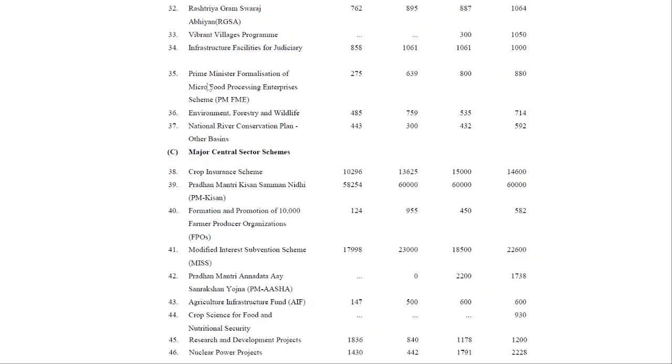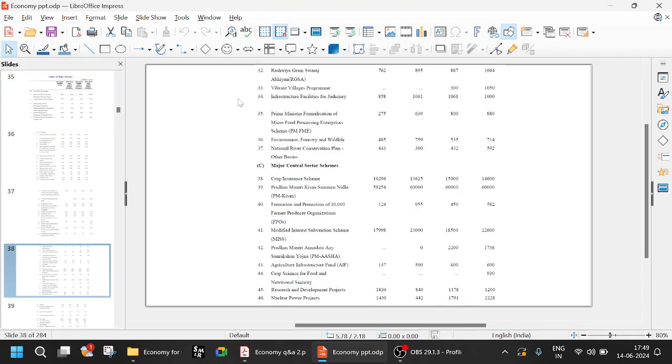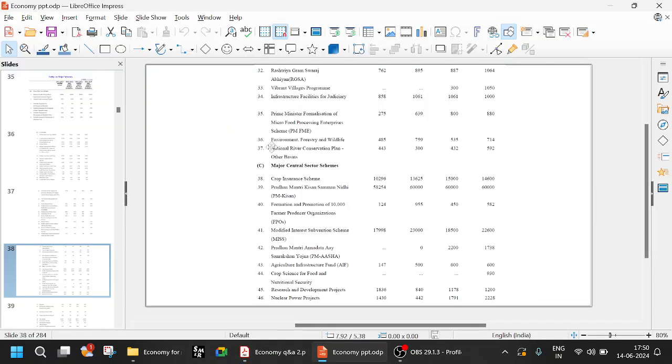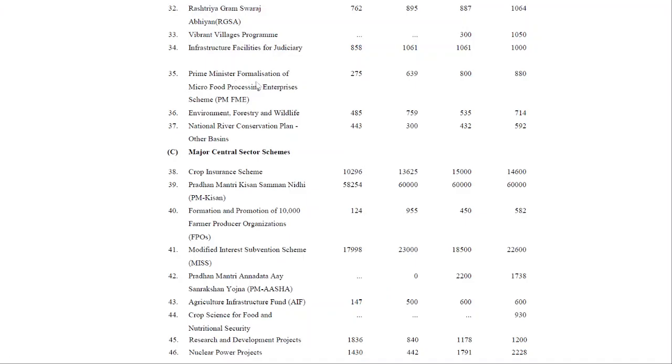So the question he has asked is this one, right? Prime Minister formalization of micro food processing enterprises. See, what is the question? Pradhan Mantri Formalization of Micro Food Processing Enterprises Yojana, budget 2024. So what is that? That is 880. It's not a very big scheme actually. It is a small scheme. From 639 it has become 830.